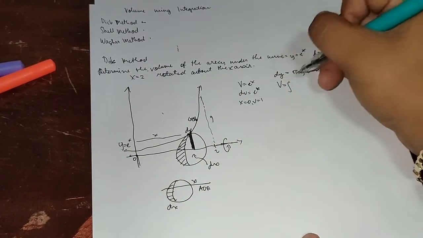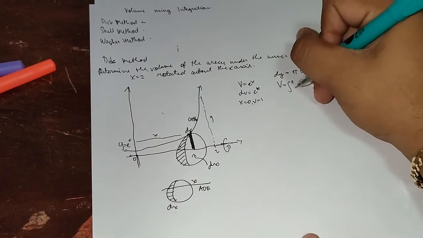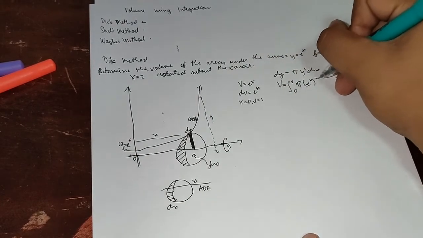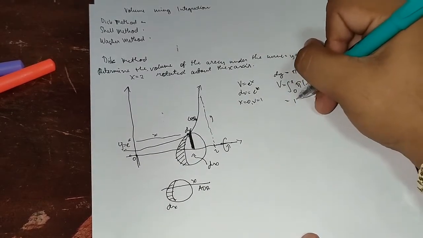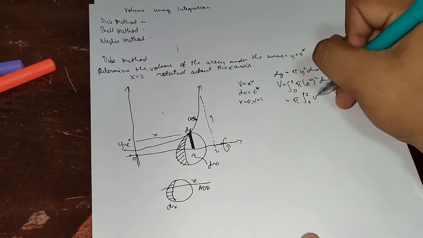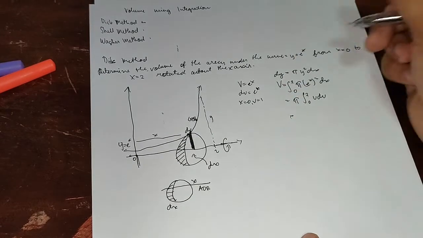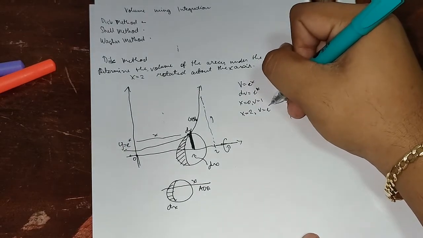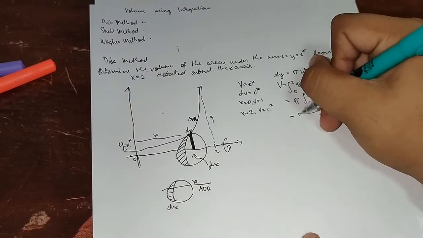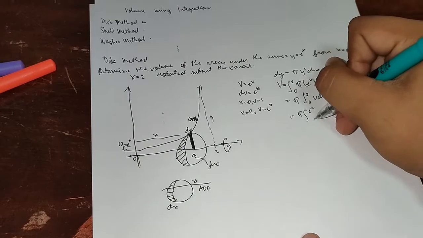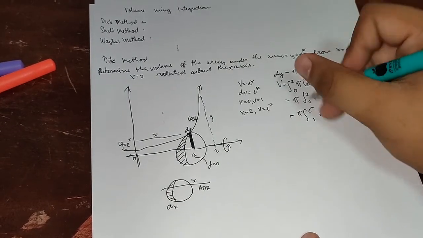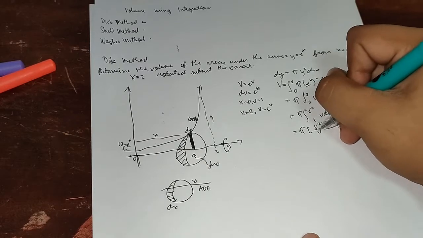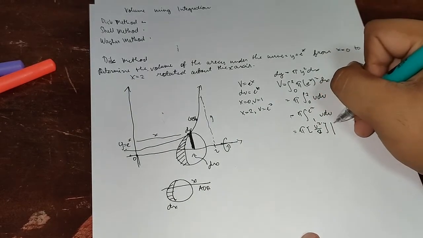V equals, the upper limit is 2 and the lower limit is 0, pi times e raised to 2x dx, which equals pi integral of e to the u, with u equal to 2x, du over 2. When x equals 2, u equals 4, and when x equals 0, u equals 0. So it equals pi over 2 integral of e to the u du.